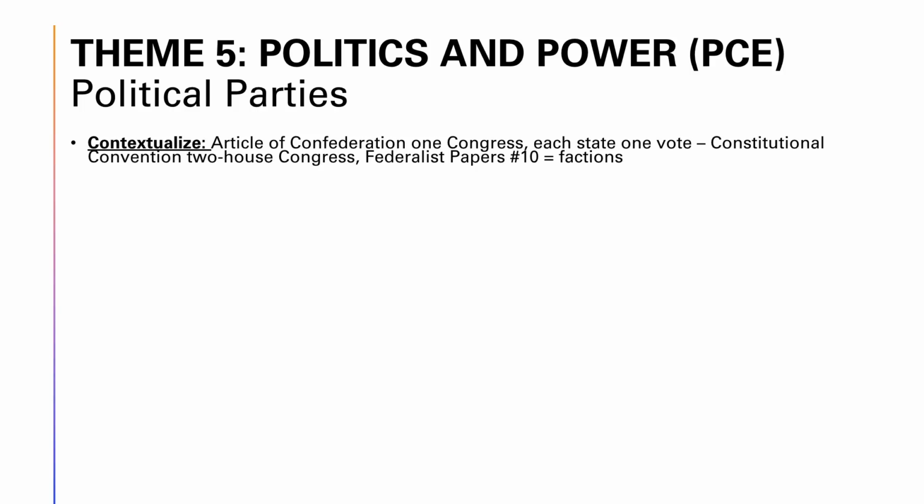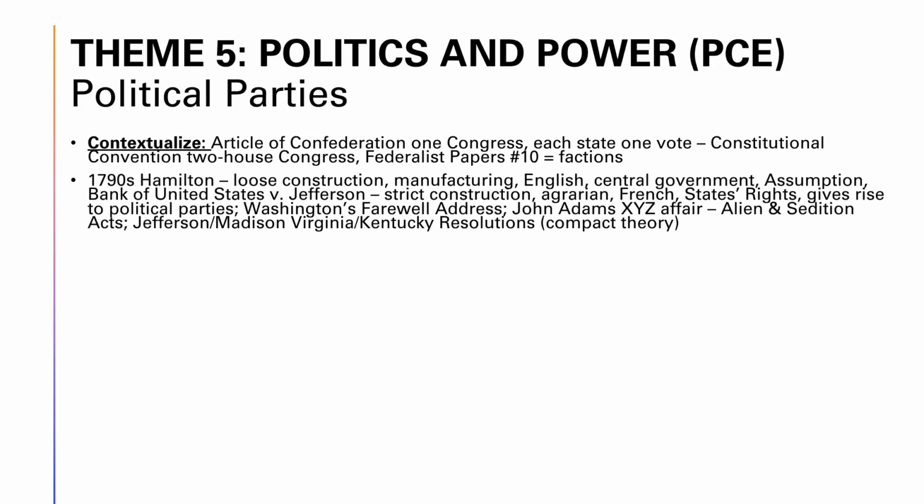Unfortunately, they never dealt with it properly because it does lead to the rise of political parties. In the 1790s, you get Hamilton on one side, loose construction, loosely interpreting the Constitution. He's pro-manufacturing, pro-English, pro-central government. He wants to assume all the Revolutionary War debt of the states into the national debt, and he wants a Bank of the United States to oversee the economy.